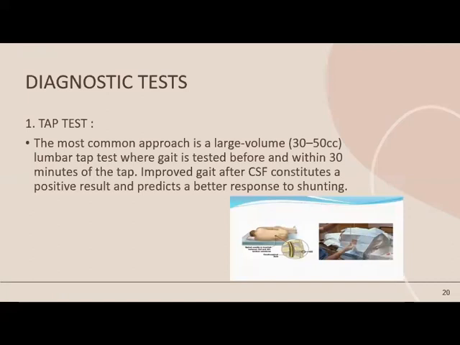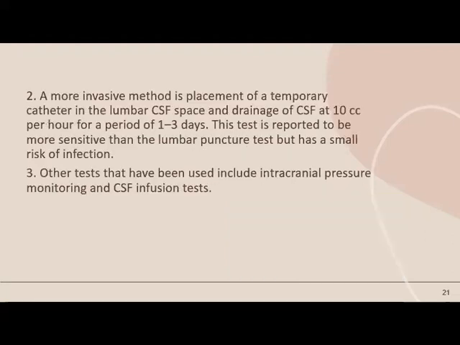Diagnostic tests. TAP test. The most common approach is a large volume, 30 to 50 ml, lumbar TAP test, where gait is tested before and within 30 minutes of the TAP. Improved gait after CSF drainage constitutes a positive result and predicts a better response to shunting. A more invasive method is placement of a temporary catheter in the lumbar CSF space and drainage of CSF at 10 cc per hour for a period of 1 to 3 days. This is more sensitive, but it has a small risk of infection. Other tests include intracranial pressure monitoring and CSF infusion tests.